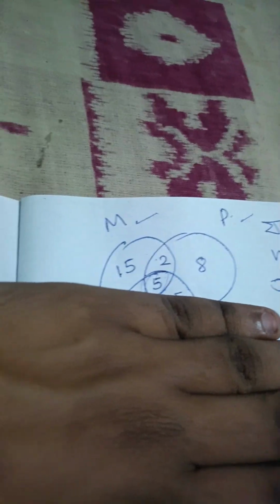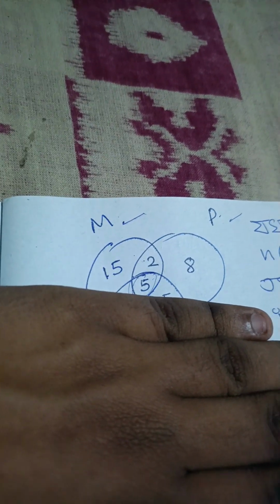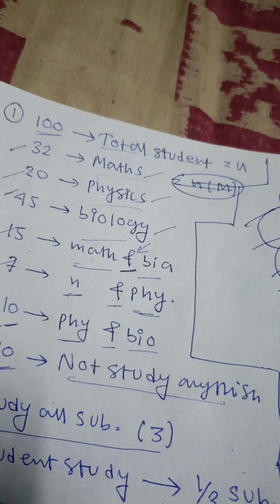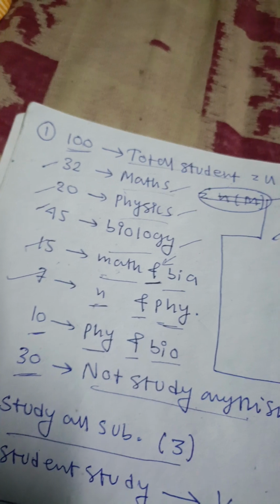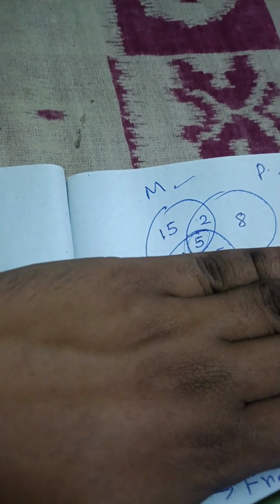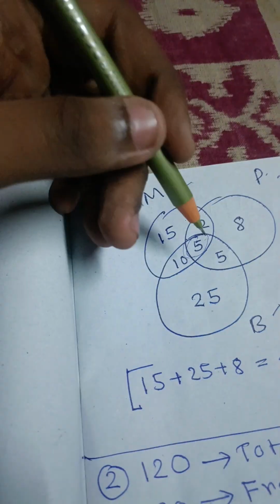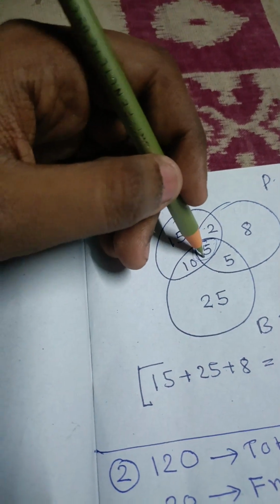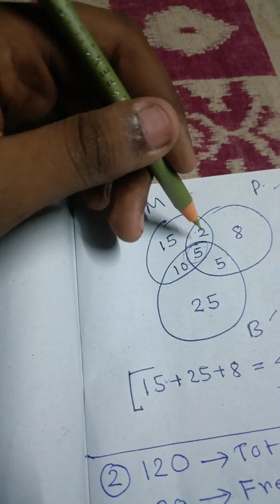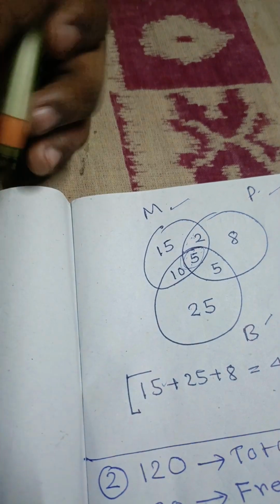Okay, so now there is the maths and physics intersection. If we see carefully, how many students are there? The question is, how many students are studying maths and physics? There are 7 students. So if we hide it, for the maths and physics part there are 7 students. We are writing 5 students are studying maths, physics, and biology. That is included, and that is also in the intersection part. So it is 2, because 7 minus 5 is 2.